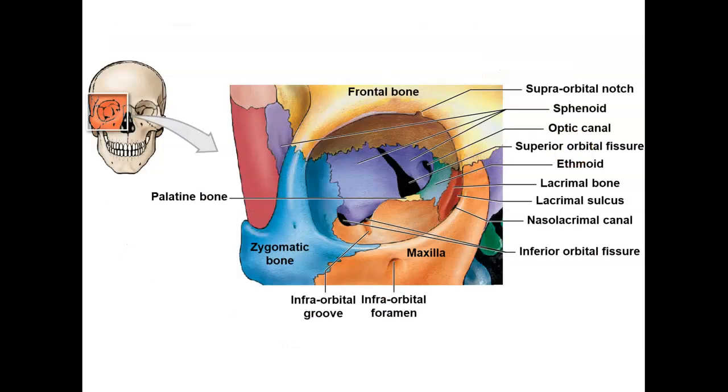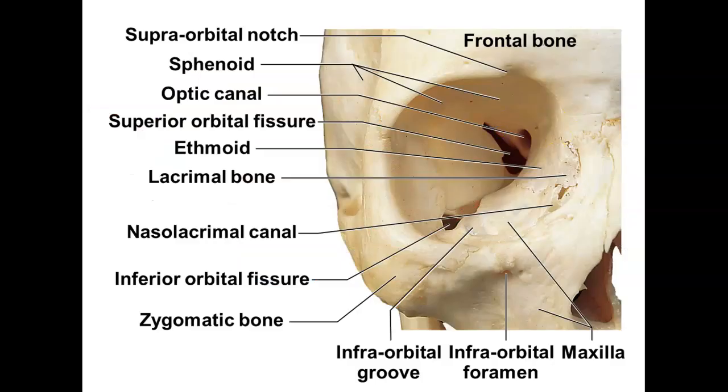So this is just another look at the inside of the eye, and it's got each bone a different color so you can see the difference. Here's another visual using an actual skull.